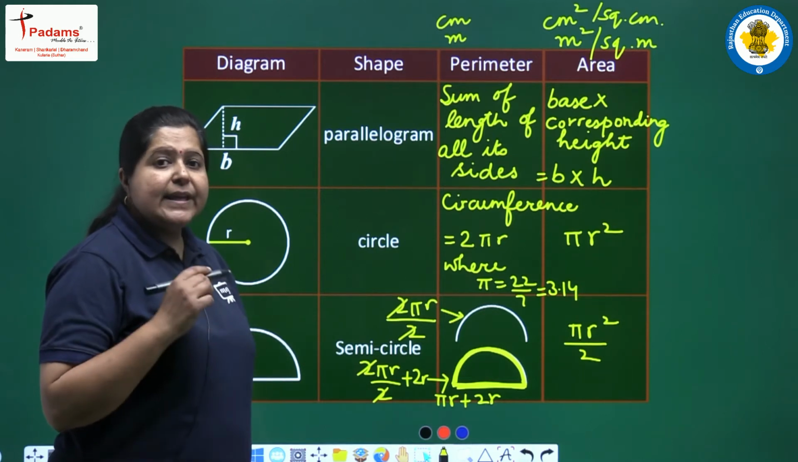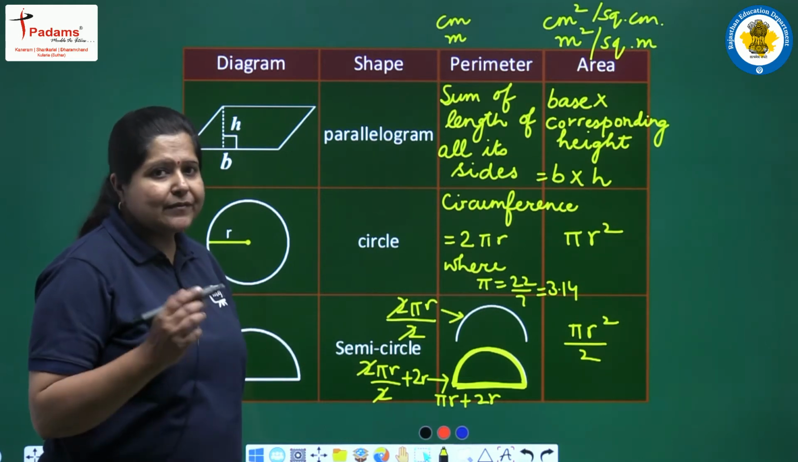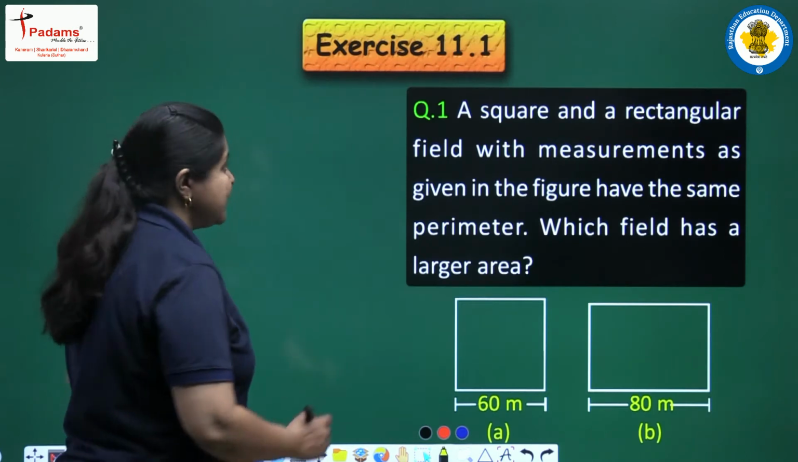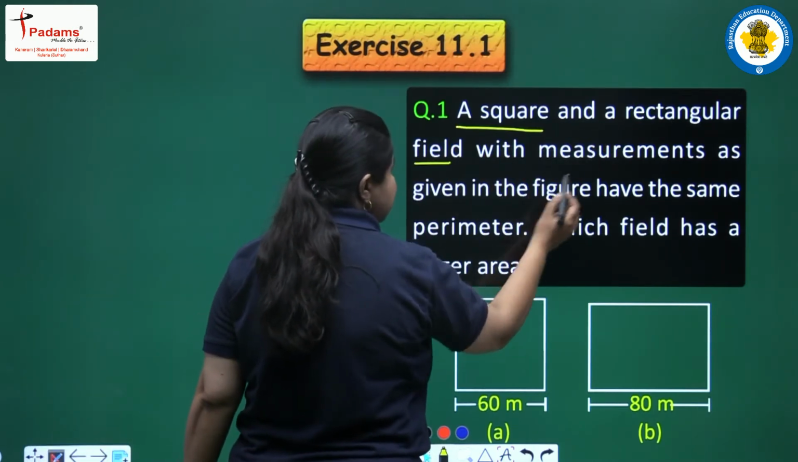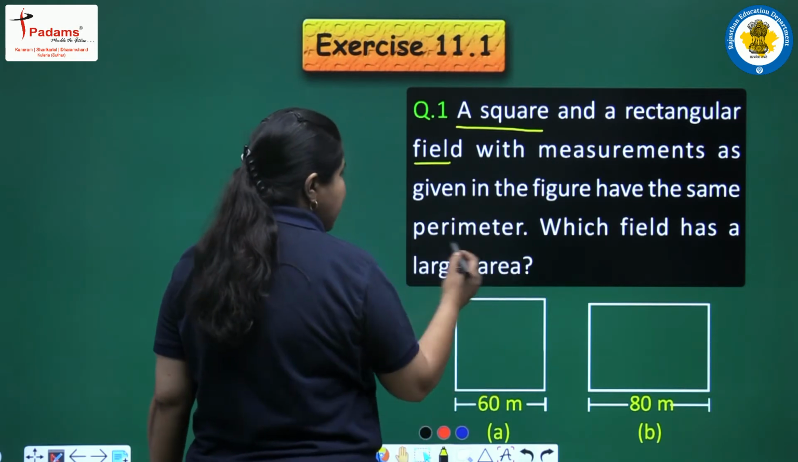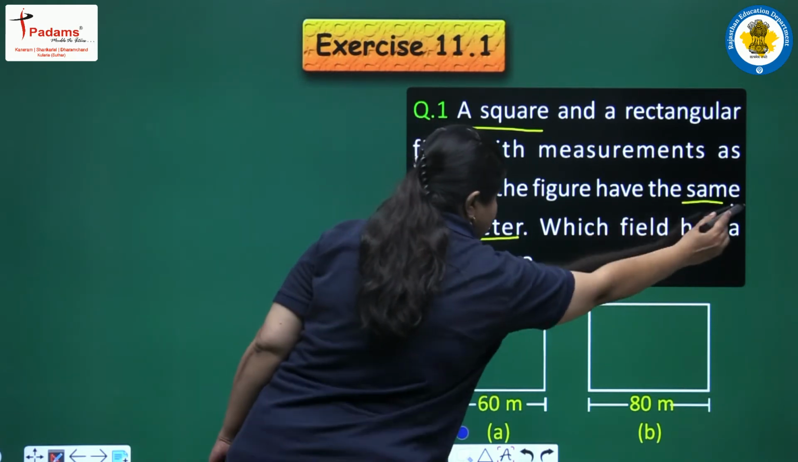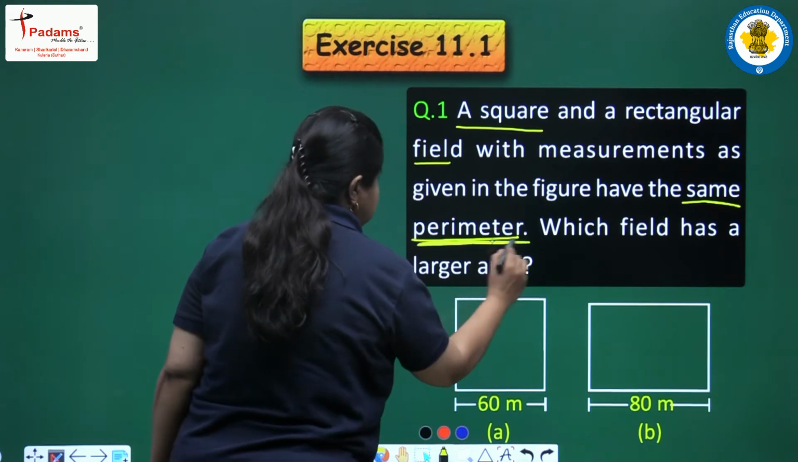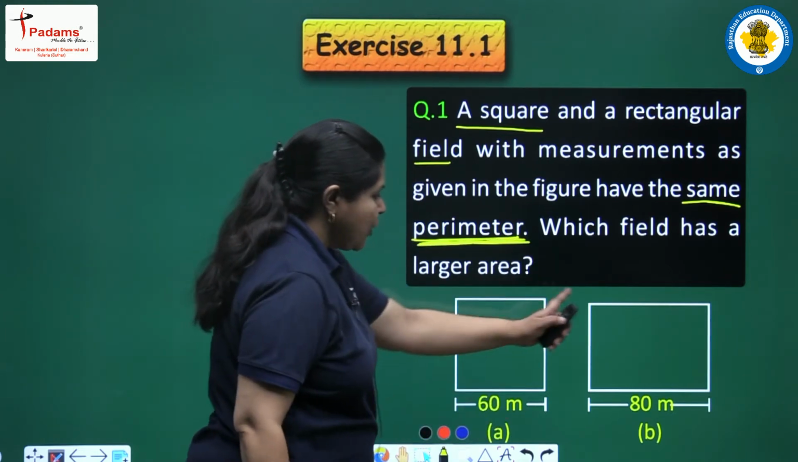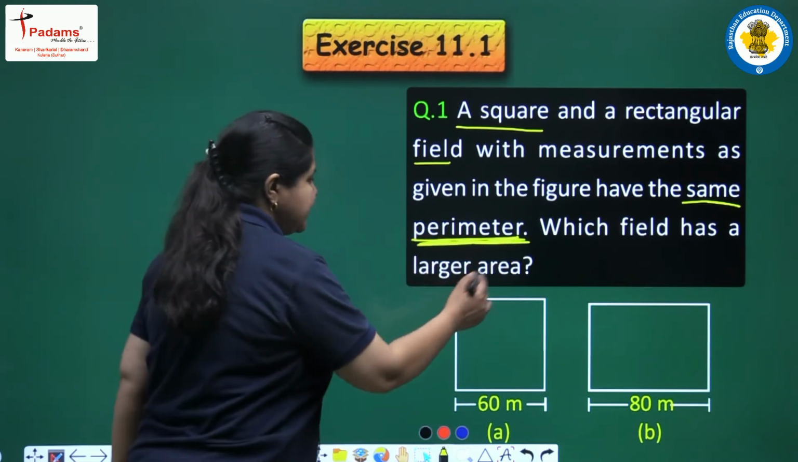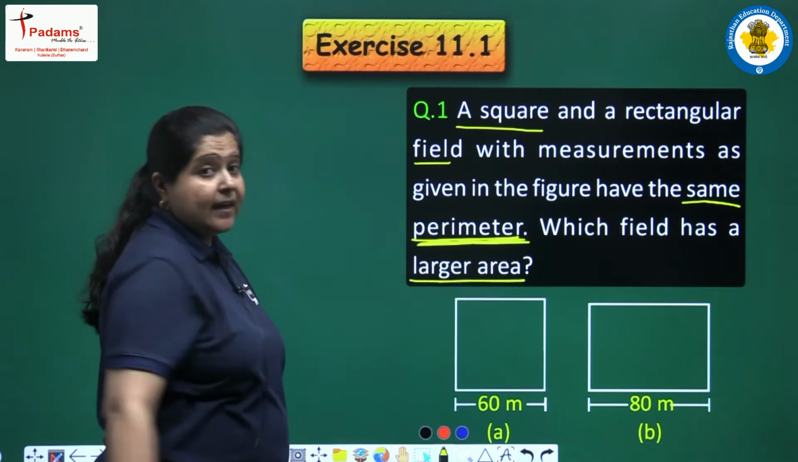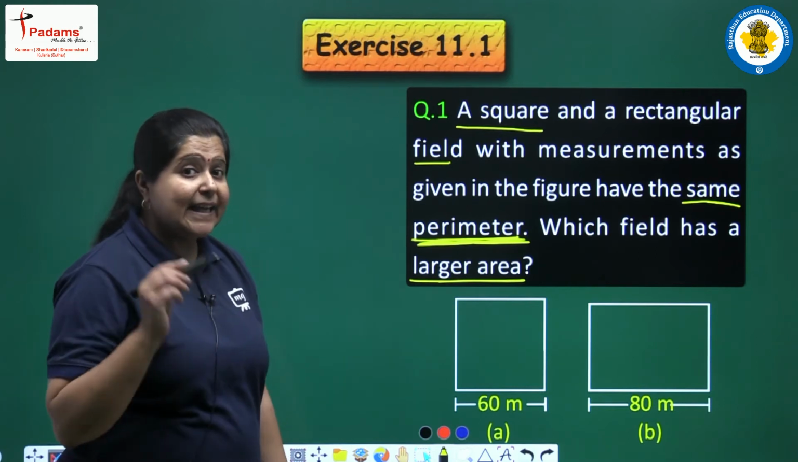And now with this we start exercise 11.1 from your book. The first question here it is, a square and a rectangular field with measurements as given in the figure have the same perimeter. This is important. स्क्वायर और रेक्टेंगल दो शेप्स हैं और इनके पेरीमीटर सेम है. Which field has a larger area? दोनों में से किसका एरिया बड़ा है?